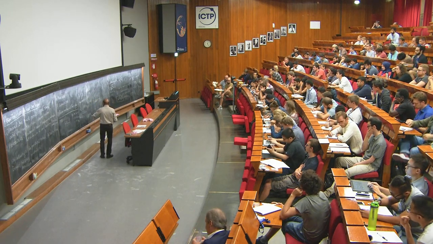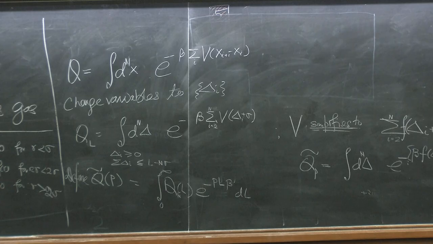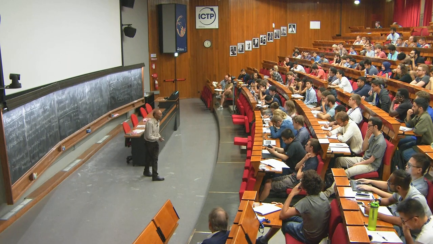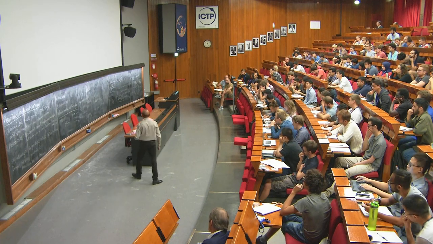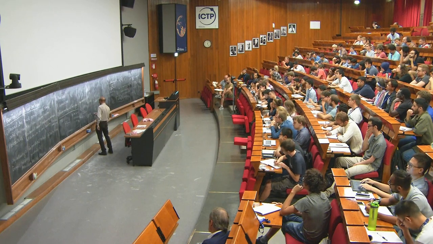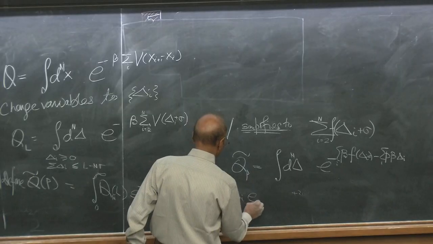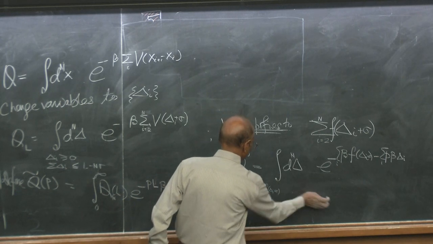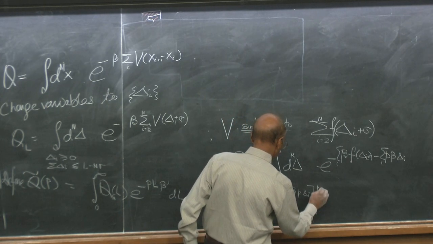Okay? So now, if I do this, then L is no longer fixed. Each delta I can vary independently of the others. And so in the constant pressure ensemble, all the delta I become independent variables. And so this answer becomes equal to the product over I of the integral d delta I, e to the power minus beta f of delta I plus sigma minus beta p delta I, to the power n minus 1.